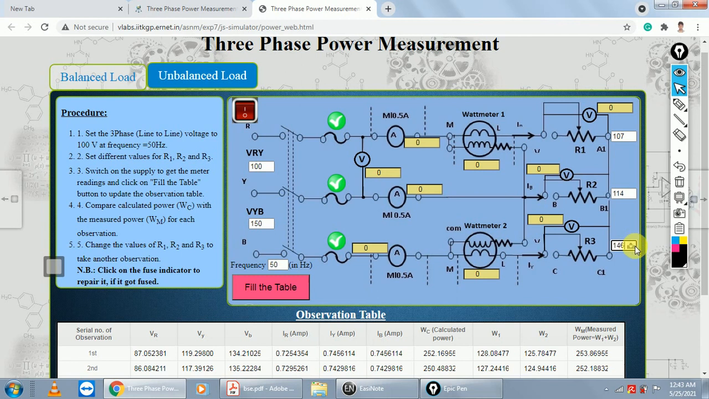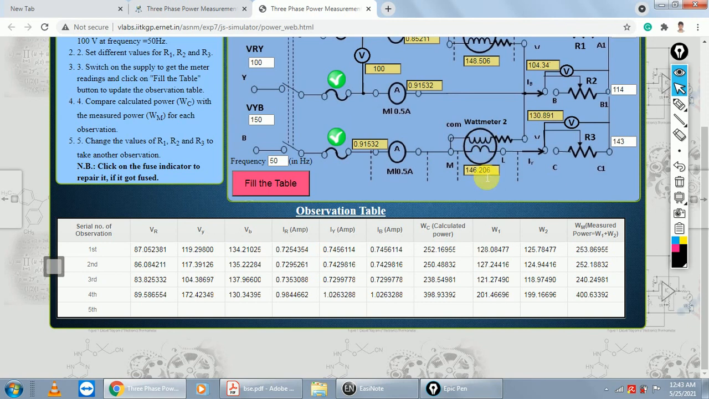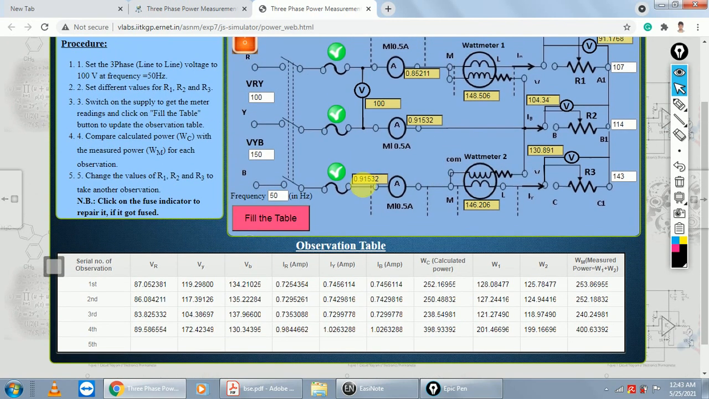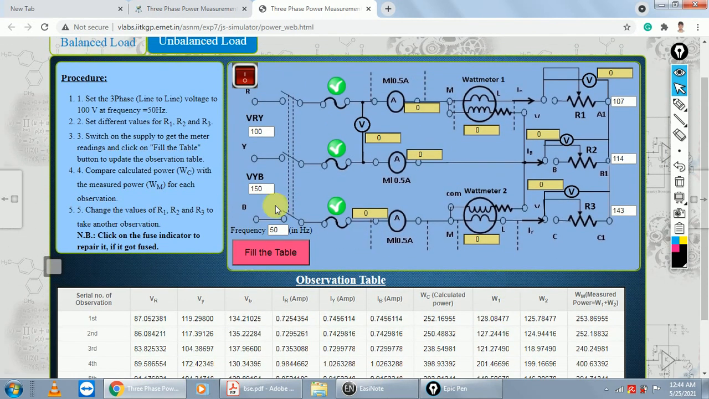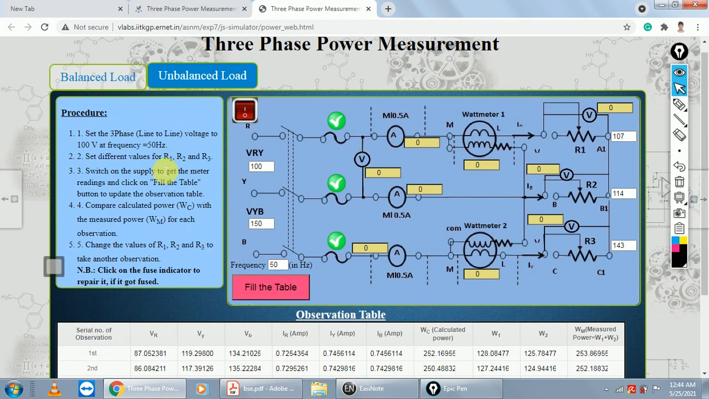Again change the R1, R3 values, and turn on the switch to get different power in both wattmeters, because this is your imbalanced or unbalanced load. Fill data in table. So this is your W1 and W2 reading. With the help of W1 and W2 readings, you can also calculate active power, reactive power, power factor and phi. So this is all about the 2 wattmeter method.